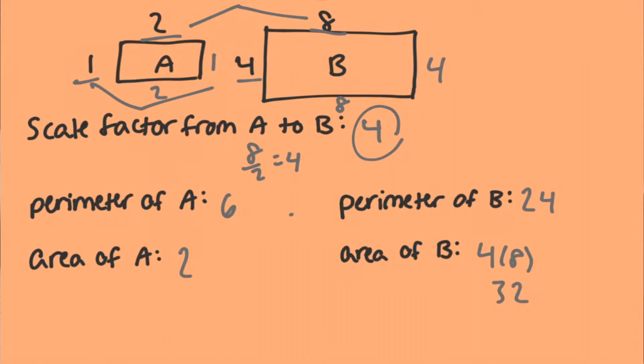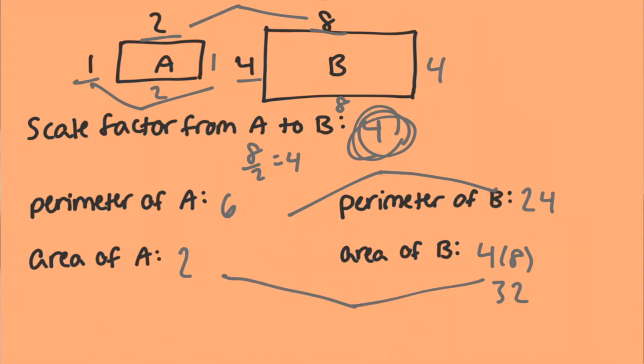Well, the perimeter from A to B, 6 times 4 is 24, meaning we multiplied by the scale factor. And 2 times 4 doesn't equal 32, so we're not multiplying by the scale factor, but 4 squared is 16, and 2 times 16 is 32. So you can multiply the perimeter of A by the scale factor to find the perimeter of B, and you can multiply the area of A times the scale factor squared to get the area of B.